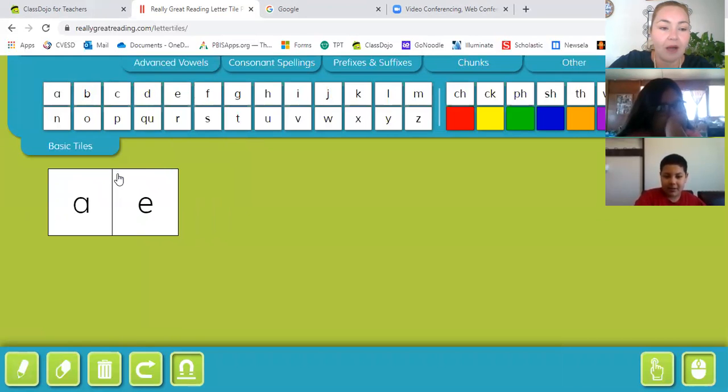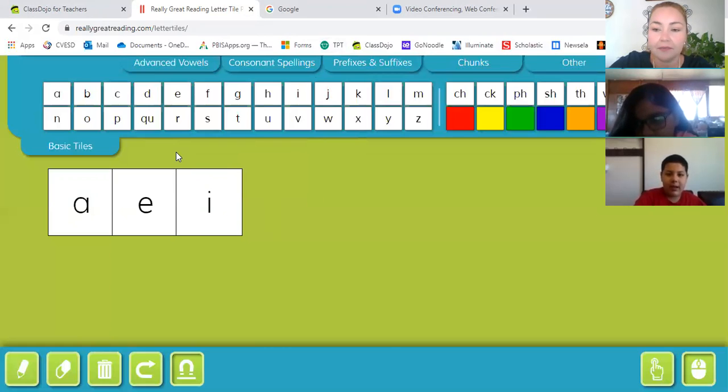Here's the next vowel. That's the letter E. What sound does that letter make? It makes two sounds. You guys are both right. The long sound is E, and the short sound that we're working with today is eh, like elephant. All right. Here's another one. That's the letter I. What sound does it make? Eh, like igloo.